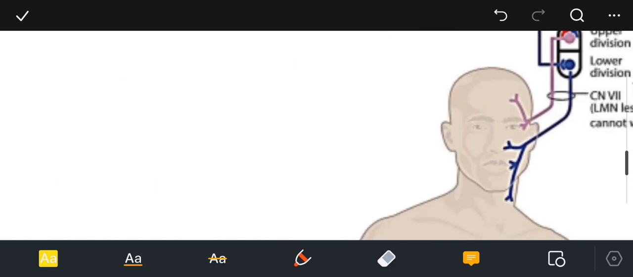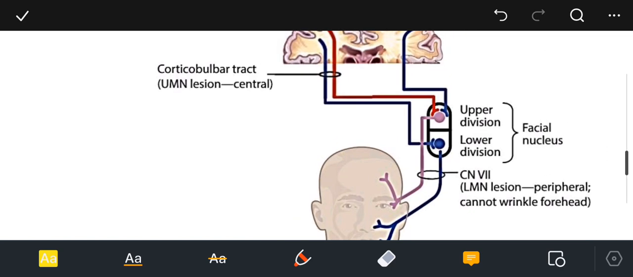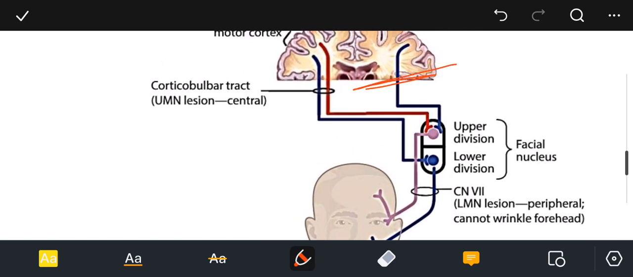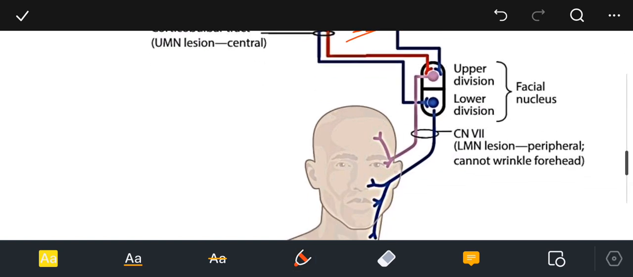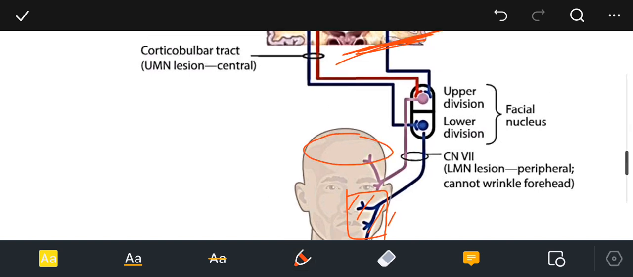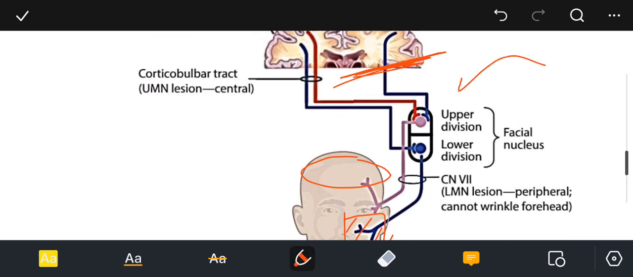So yes, I was confusing myself. If there is some lesion to, suppose, this neuron, if this neuron is damaged, there will be loss of facial movements in the lower part of the face, right? But the upper part of the face or the forehead will be spared because the upper division, or the upper half, of the cranial nerve 7 nucleus is supplied by both sides.